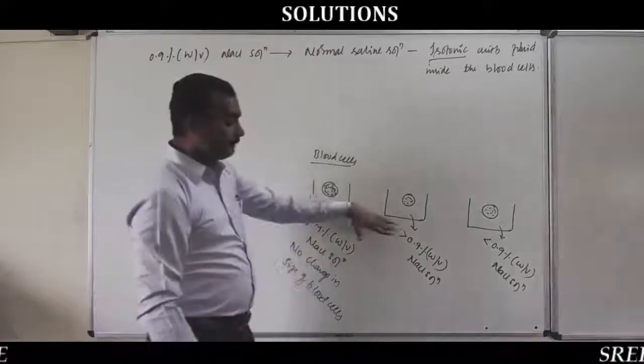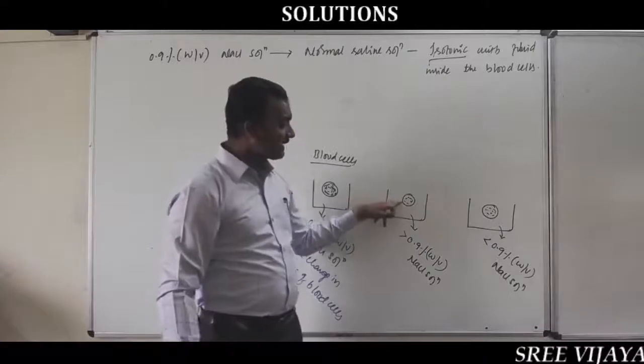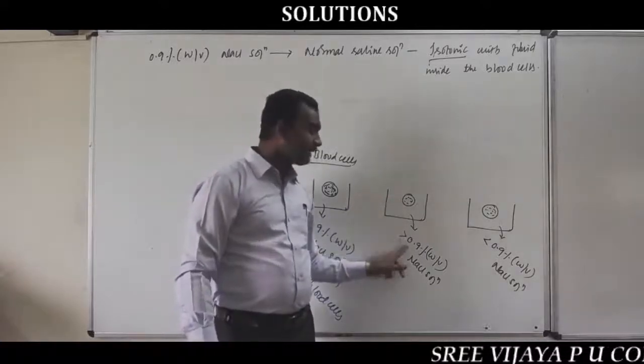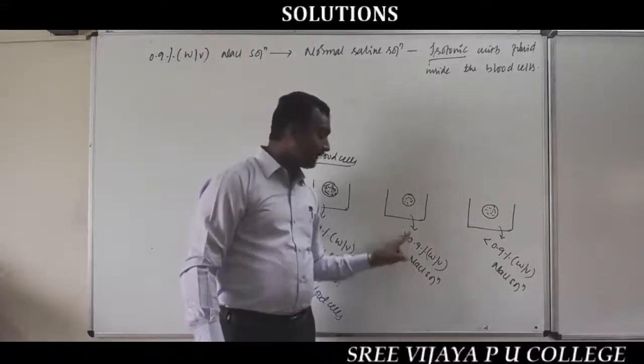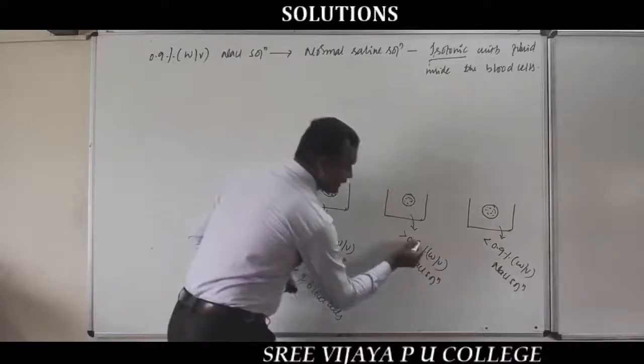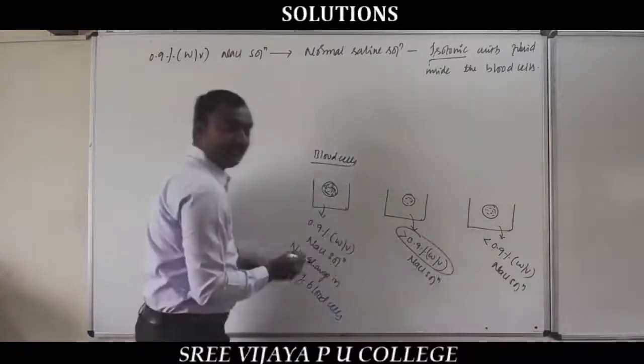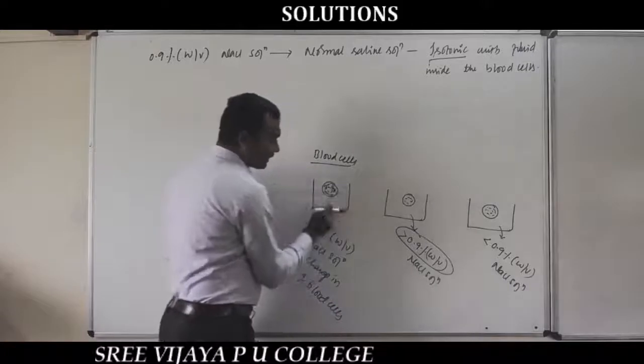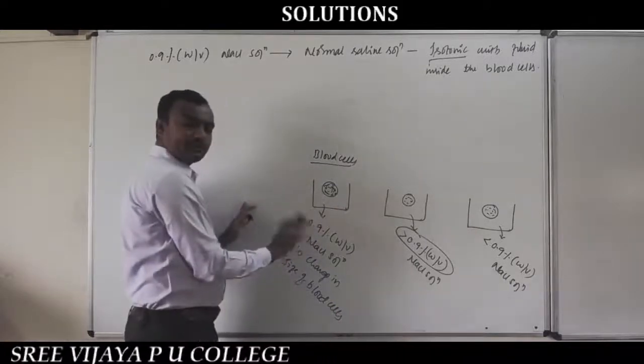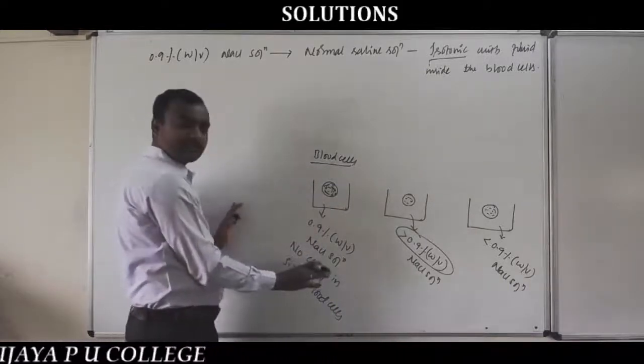But in this case, what happens to the size of blood cells when it is placed in the saline solution, that is NaCl solution, having a concentration greater than 0.9%? Earlier, the concentrations were the same, so the osmotic pressure was the same, there is no osmosis, and therefore no change in the size of blood cells.